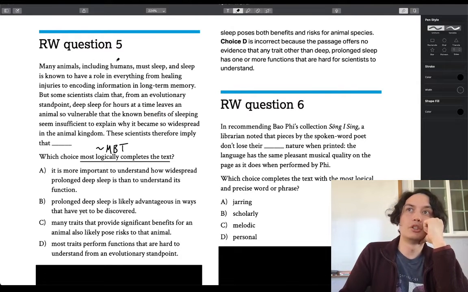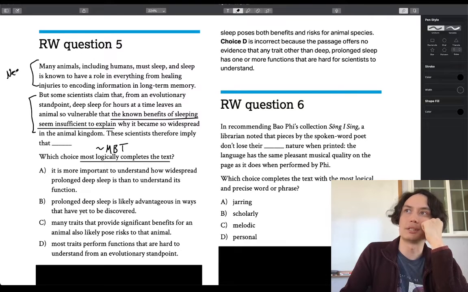All right, many animals, including humans, must sleep, and sleep is known to have a role in everything from healing injuries to encoding information in long-term memory. Yeah, sleep is important. But some scientists claim that from an evolutionary standpoint, deep sleep for hours at a time leaves an animal so vulnerable that the known benefits of sleeping seem insufficient to explain why it became so widespread in the animal kingdom. Okay, so you need sleep, but if you sleep a lot, that's bad. Yeah, the known benefits of sleeping seem insufficient to explain why it became so widespread.